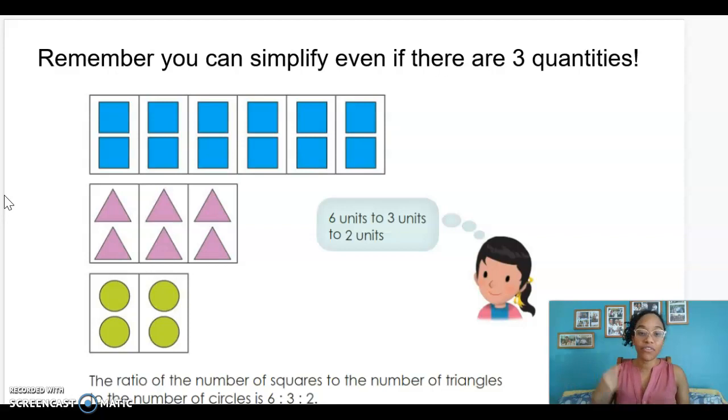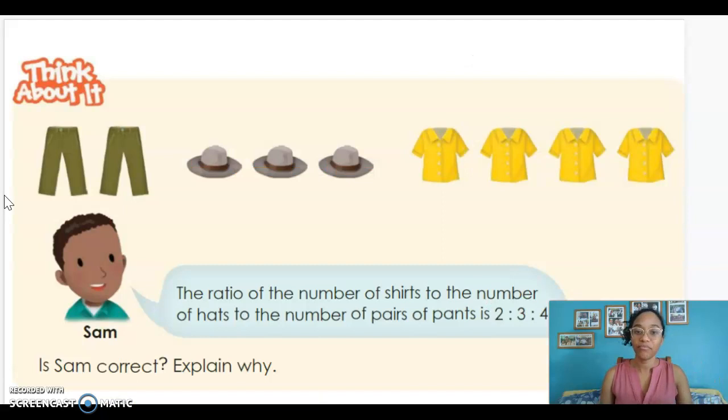So the ratio of the number of squares to the number of triangles to the number of circles is 6 to 3 to 2. Okay? Remember that the word "to" between each of our quantities is represented by a colon, one dot over another.